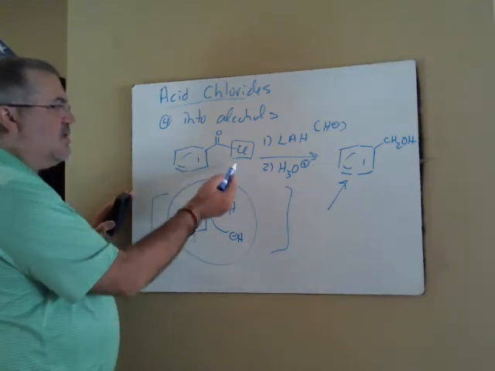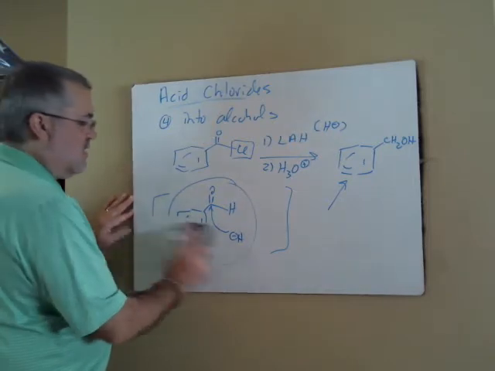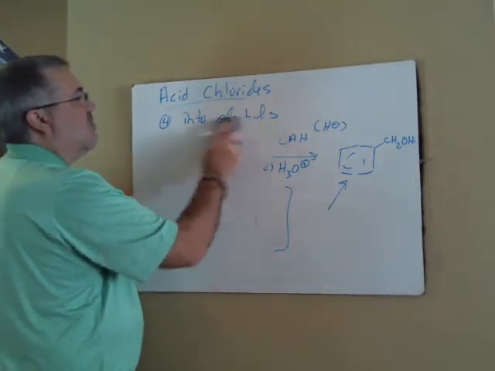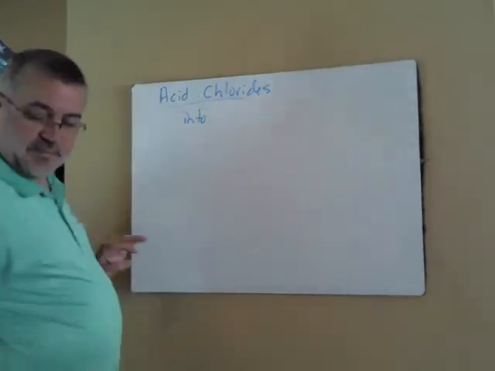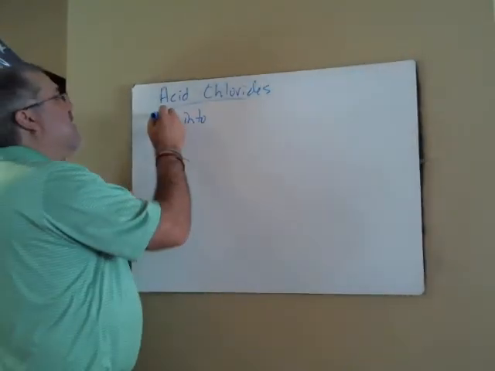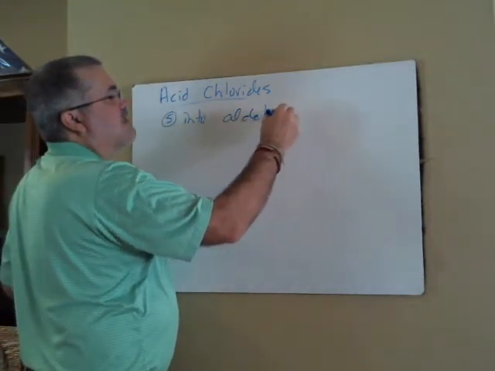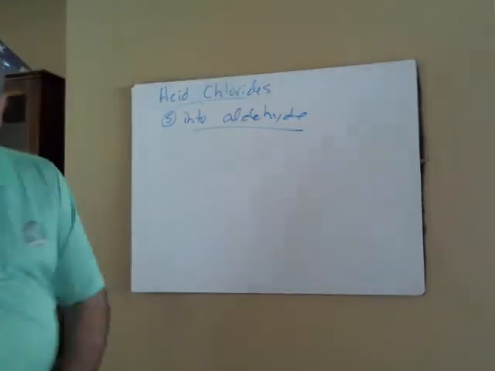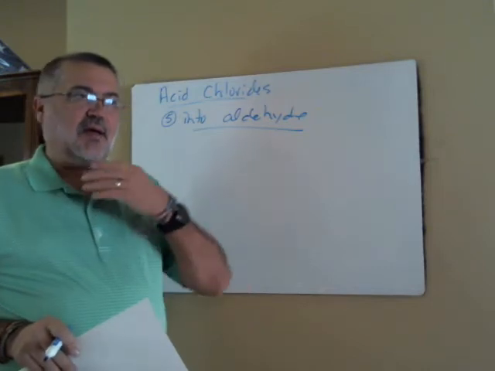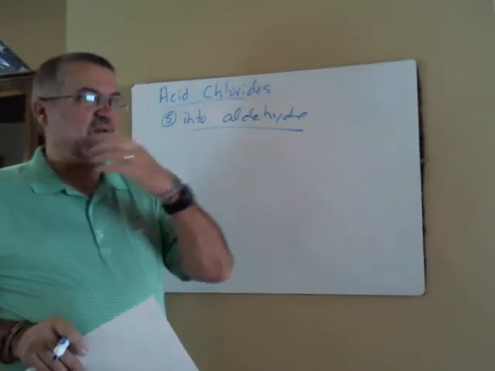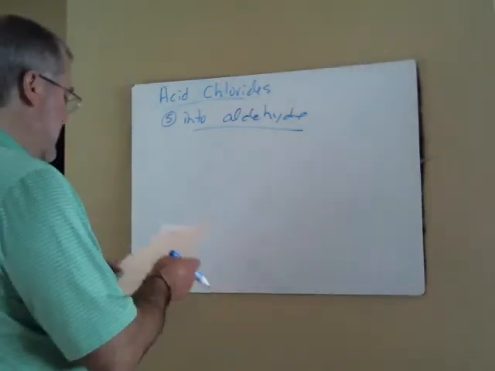What if we wanted to convert an acid chloride into an aldehyde? Is there a way of doing that? That would be really nice, wouldn't it? So can we reduce that acid chloride into an aldehyde? And remember, that would fall under the category of partial reduction, because you would be stopping the reduction after one equivalent of hydride reacted. And you can do that.